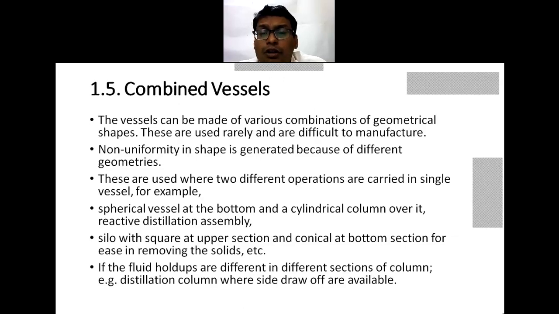dimensions or the shapes. The vessels can be made of various combinations of geometrical shapes. They are used rarely and are difficult to manufacture. There is complexity in manufacturing, so non-uniformity in the shape is generated because of different geometries, and it has specific reasons also. These are used where two different operations are carried out in a single vessel. That is also one permutation and combination: two different operations carried out in a single vessel.